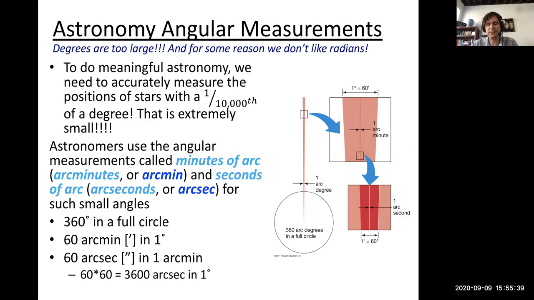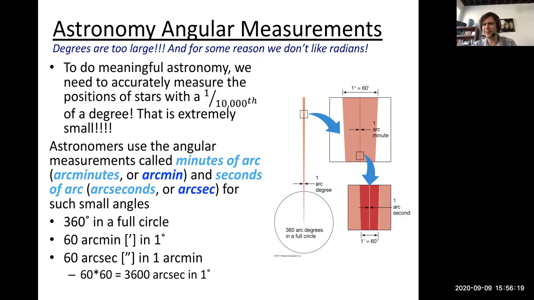Obviously, we can't use degrees for that measurement. So what we want to do is use some smaller unit than a degree. Astronomers have a special set of angular measurements for things that are smaller than 1 degree. These two different angular measurements are formally called minutes of arc and seconds of arc. We shorten minutes of arc to the unit we just call the arc minute, usually written as arc min. And the seconds of arc we usually just call arc seconds, usually abbreviated arc sec.